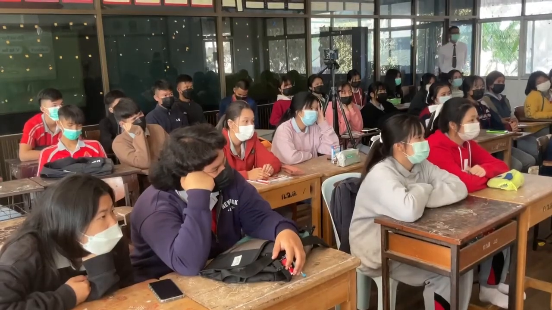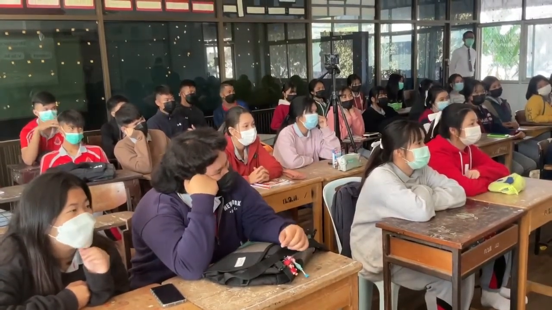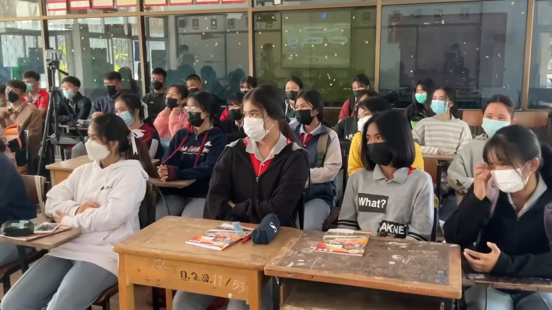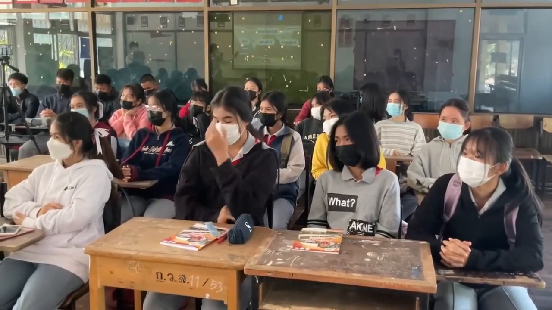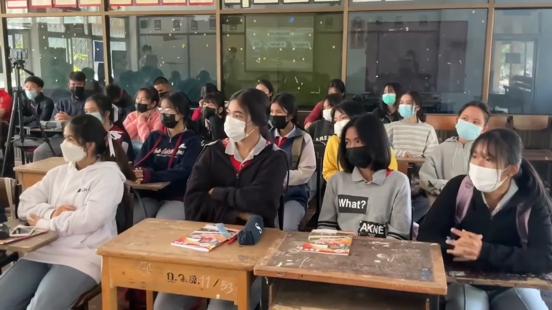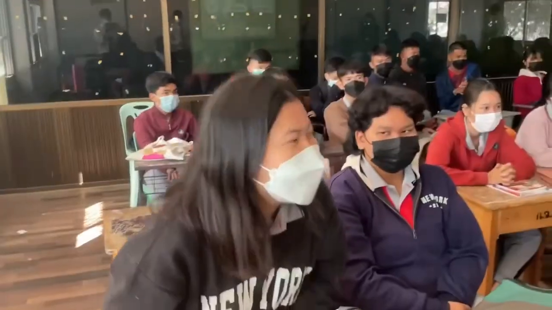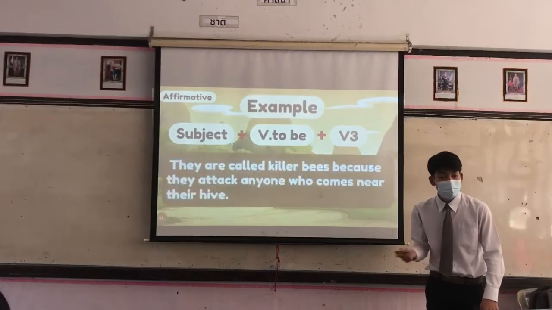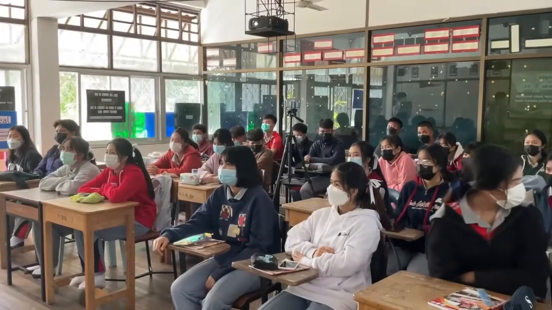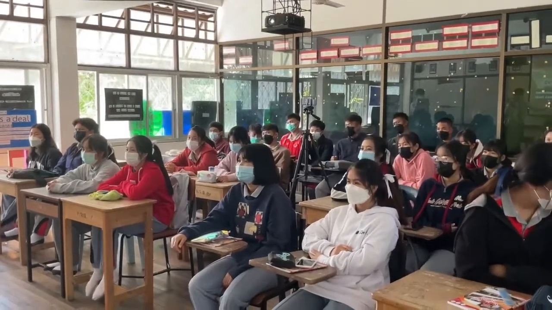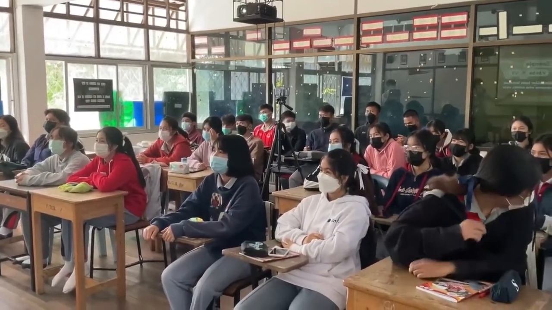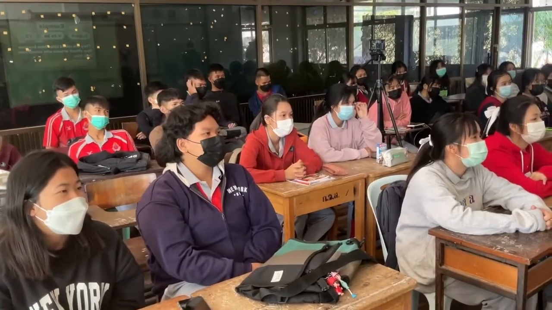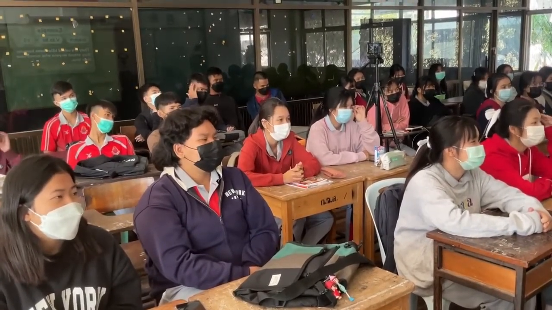And verb to be, read together. Yes, sir. Okay, verb to be. So, verb 3. This is an example of verb 3: call, follow, and what else? Run. Okay, what else? Make up. Okay, thank you. So, this is the example sentence. Read together. They are free to go. They are, here is the verb to be. Because they attack anyone who comes near their house. Okay.